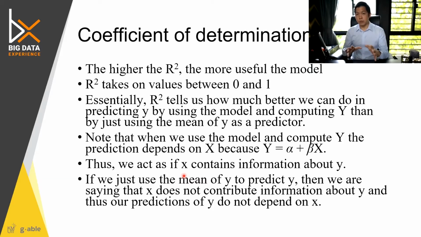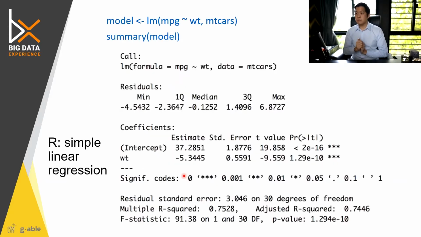If you compare two x variables and one gives you a better r square than the other, it means that one has more information about y than the other. So r square can be used to measure the fitness of the model to the data. All right, now from our data, let's take a look at the result.